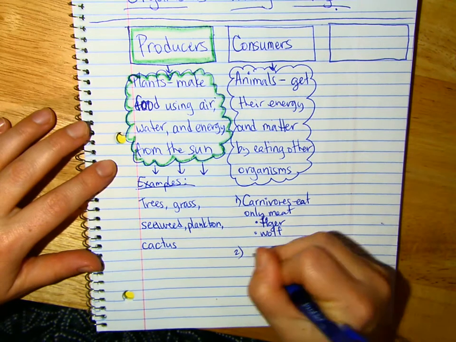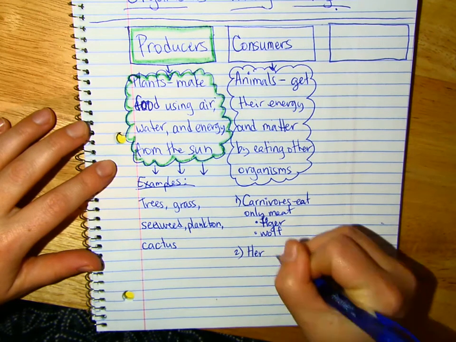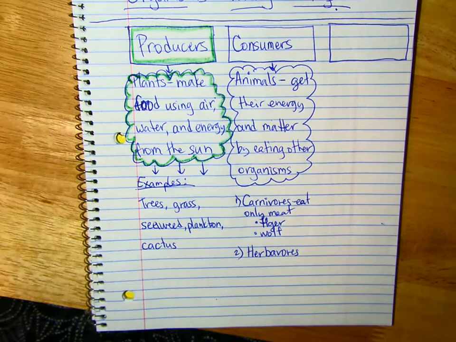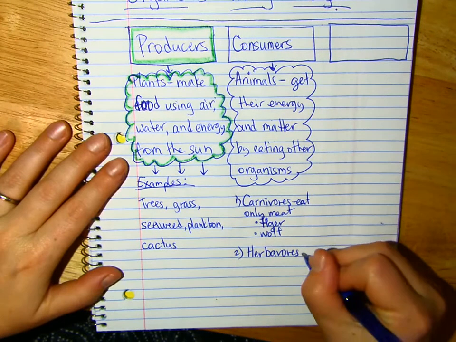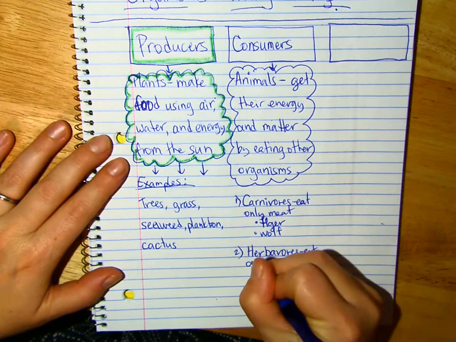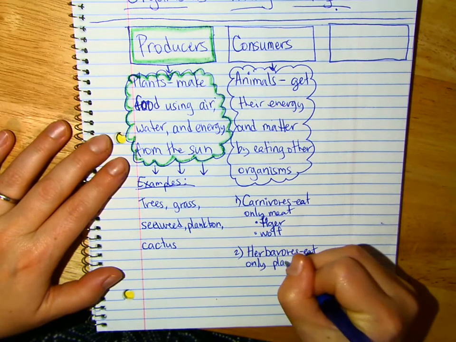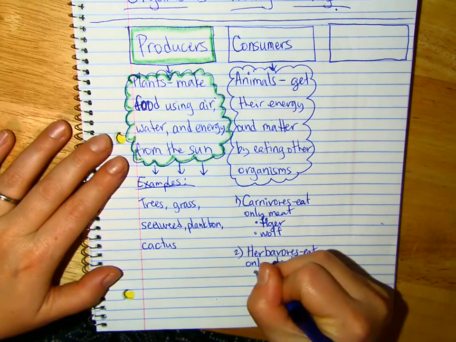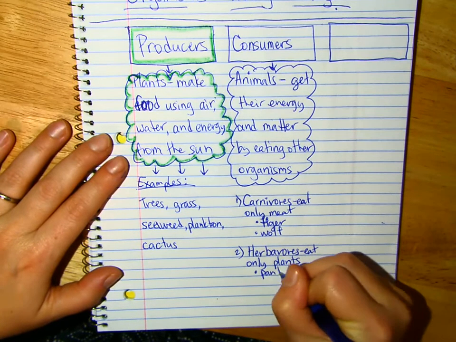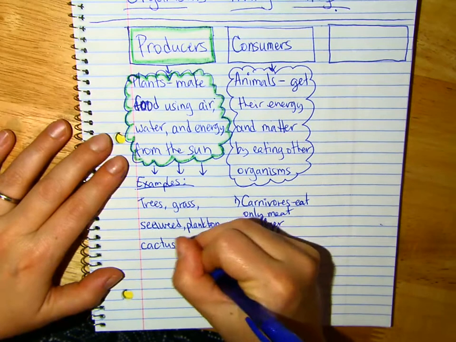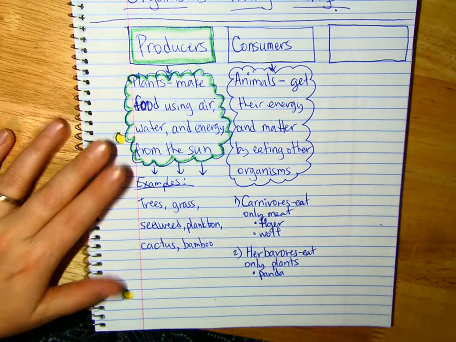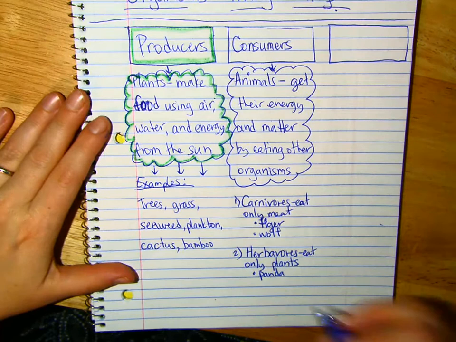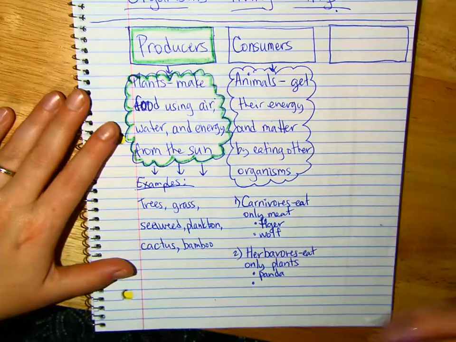The second group are the herbivores. The H in herbivore is silent. So herbivores eat only plants. So an example of an herbivore might be a panda. It only eats bamboo. You could even add bamboo over here. Herbivores eat only plants. Let's see what else would be a good herbivore. Oh, a rabbit.